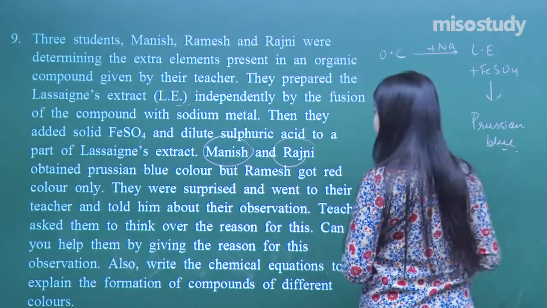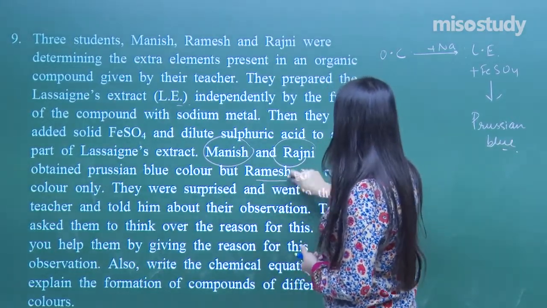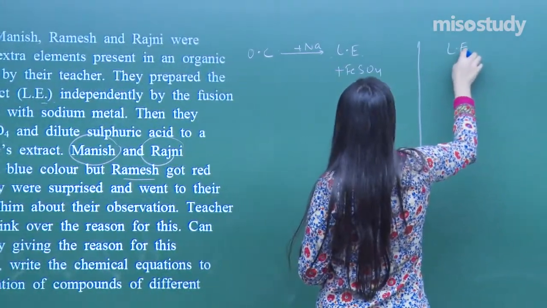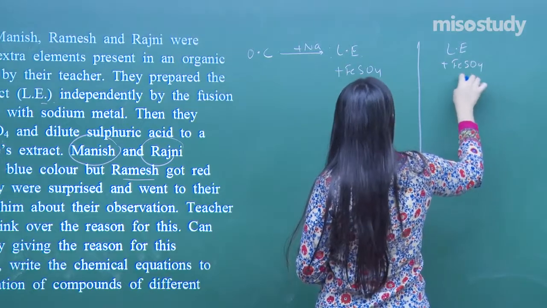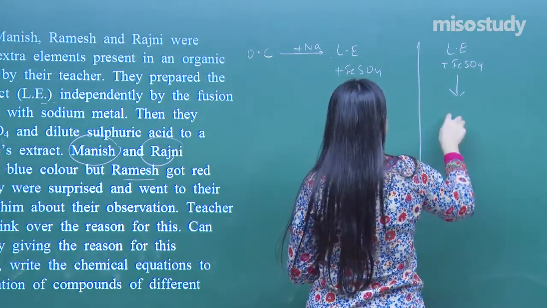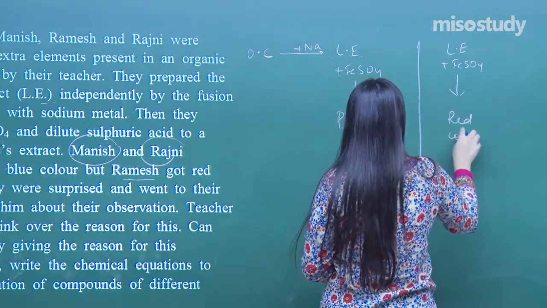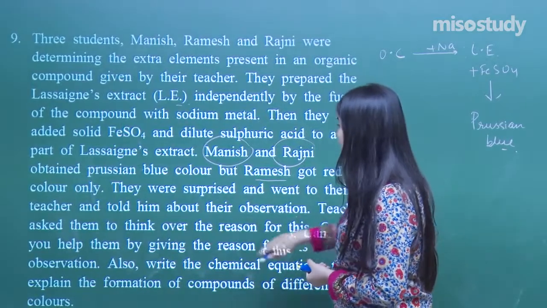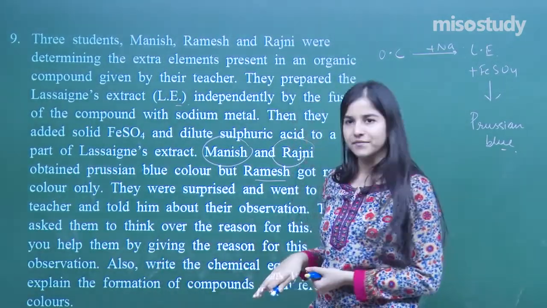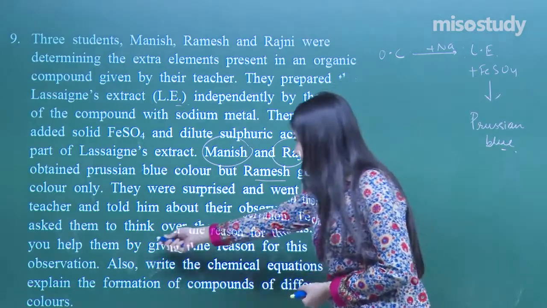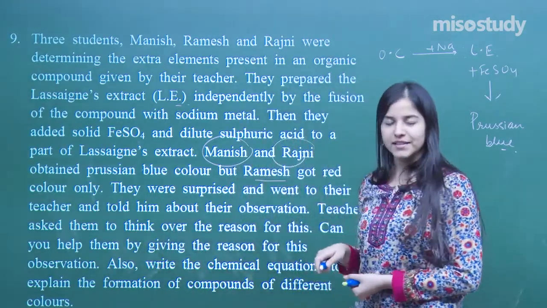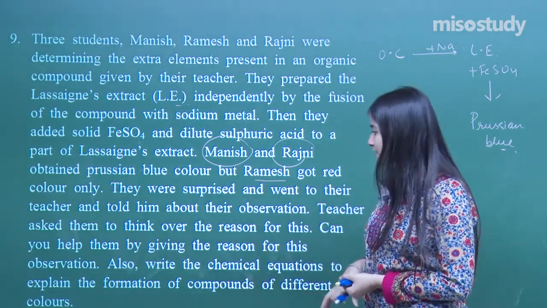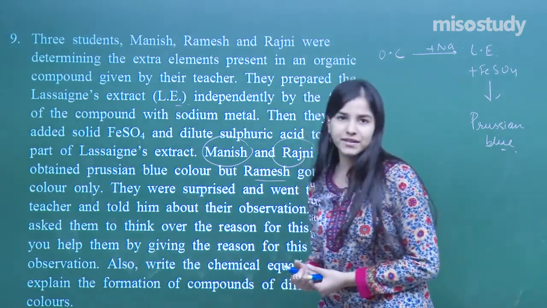But Ramesh got red color only. Ramesh also performed the same reaction, Lassaigne's extract plus FeSO4, and obtained red color. So they were very surprised. They went to the teacher and told him about their observations. The teacher asked them to think over the reason for this. Can you help them by giving the reason for this observation and also write the chemical reactions involved?